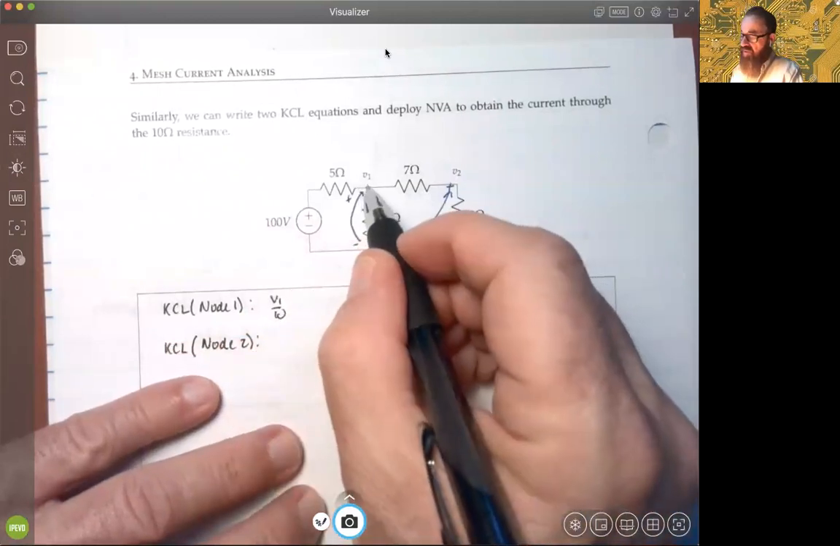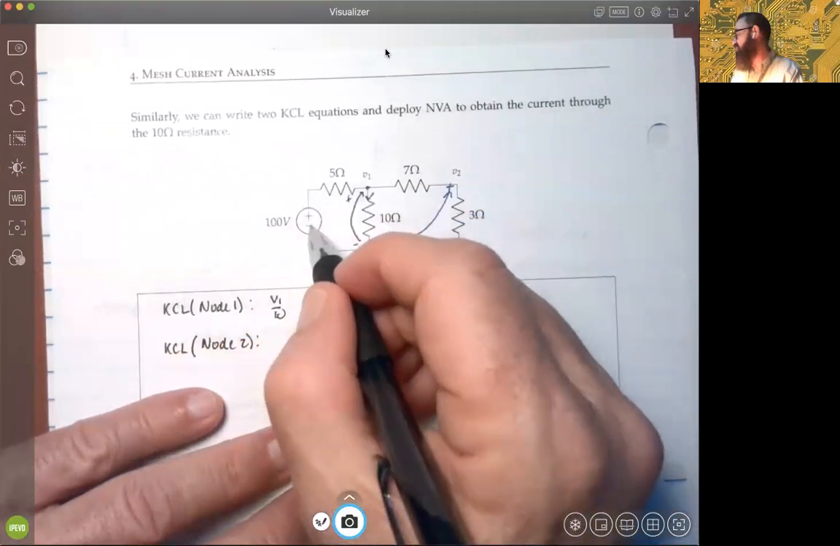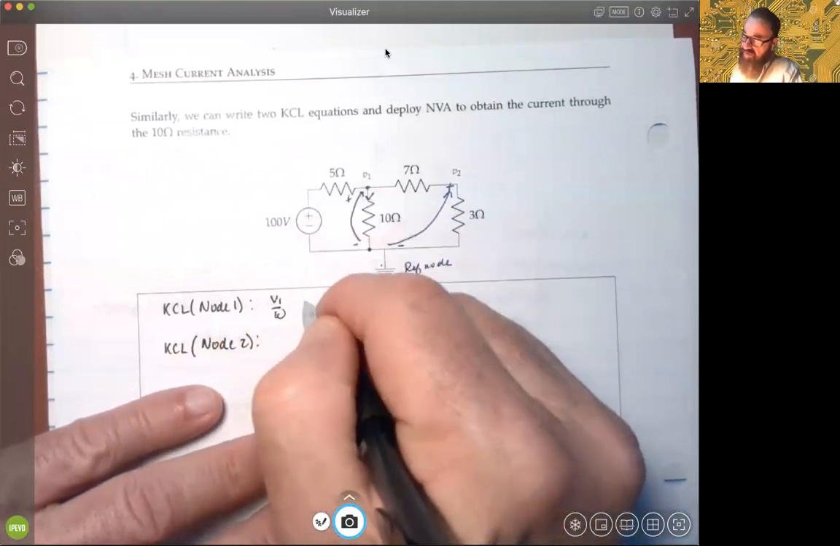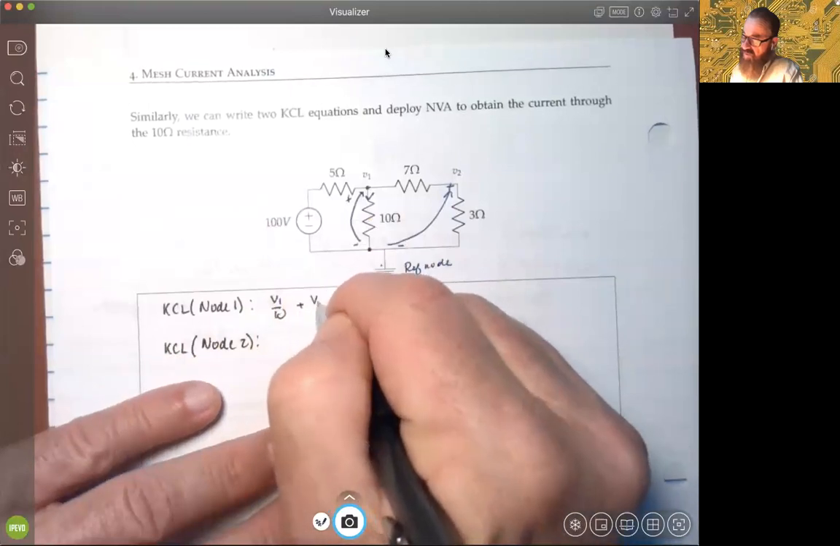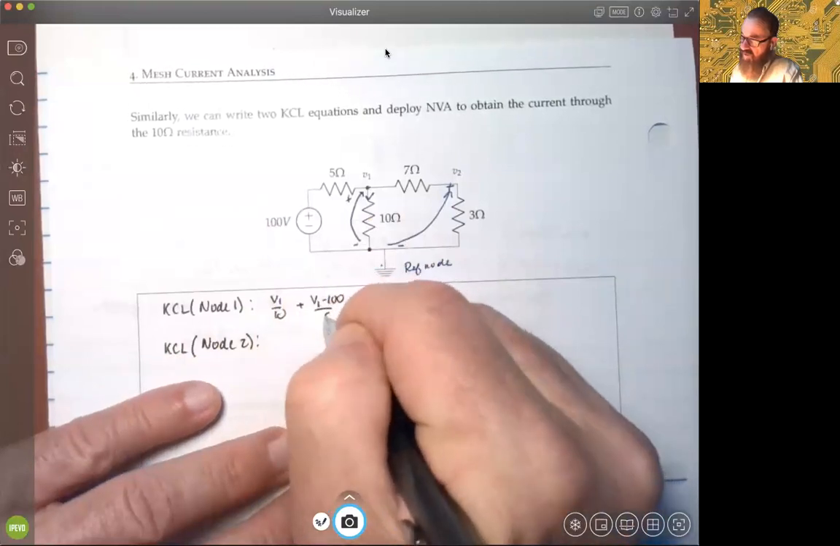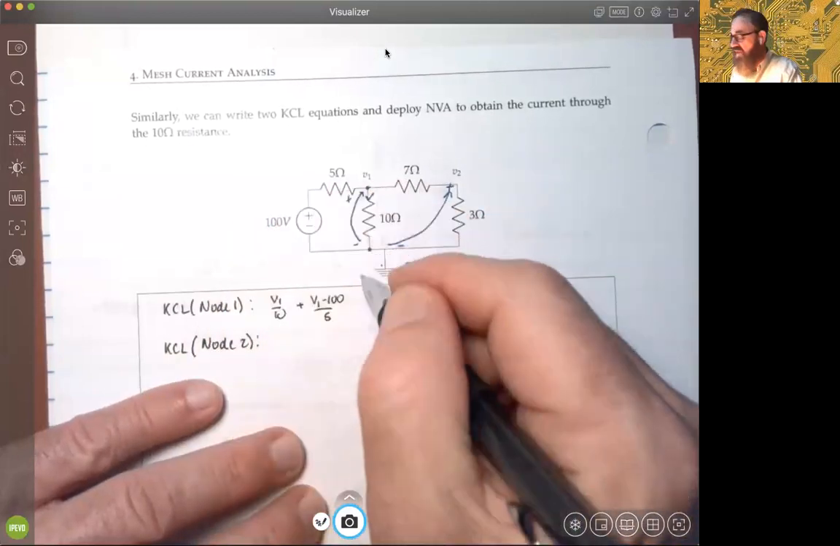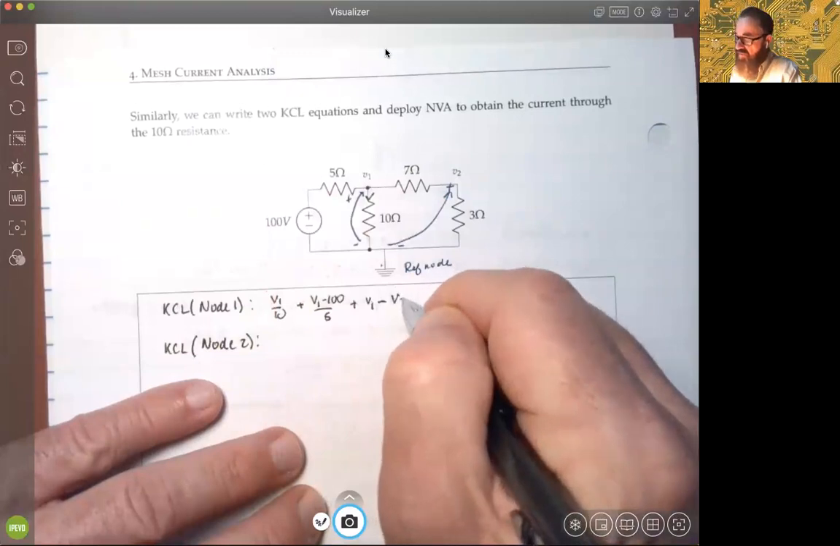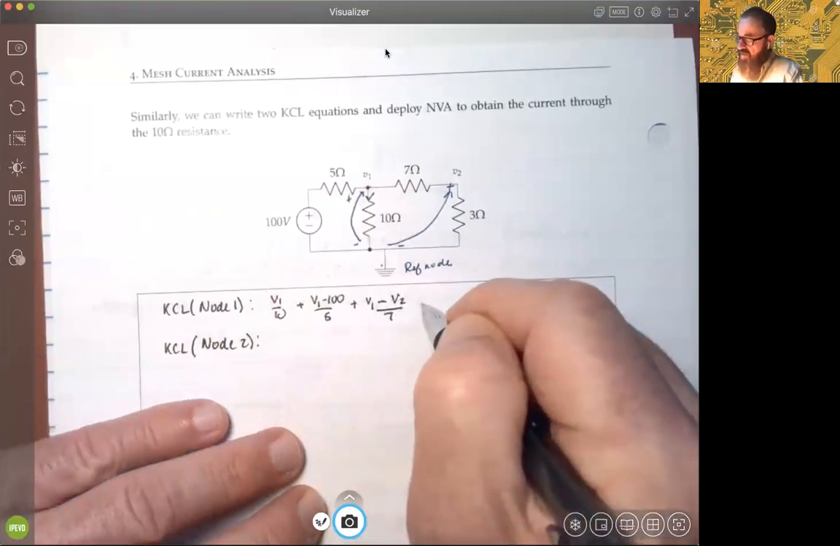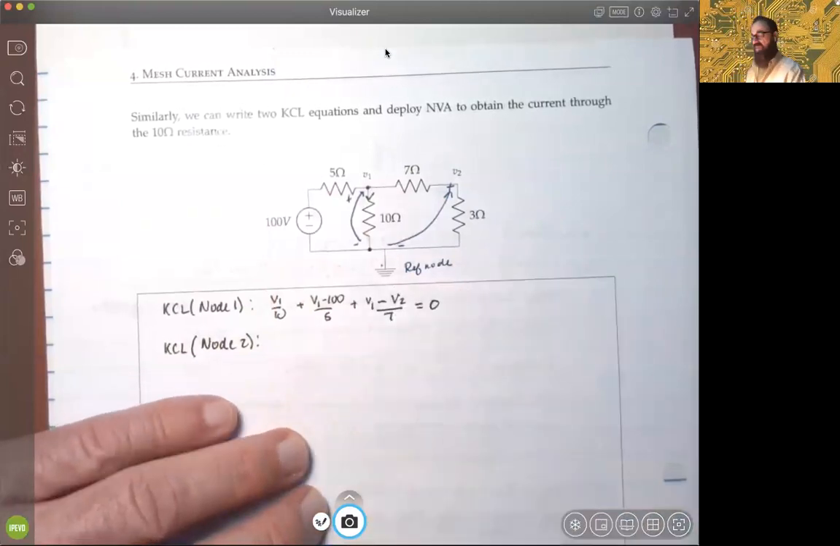If you go from the left, so V1 to the 100 volt source there, you're going to get plus V1 minus 100 over 5. And then you go to the right, and you would have plus V1 minus V2 divided by the 7 ohm resistance, and that has to be equal to 0.